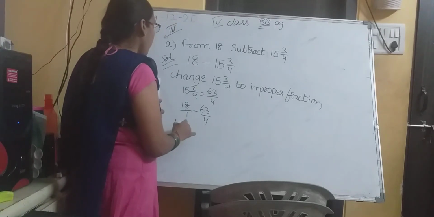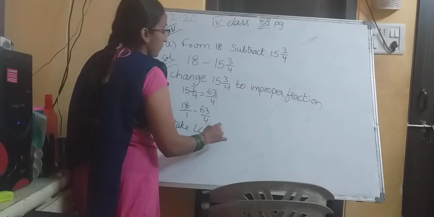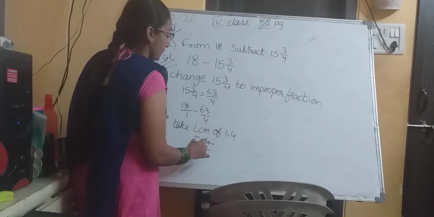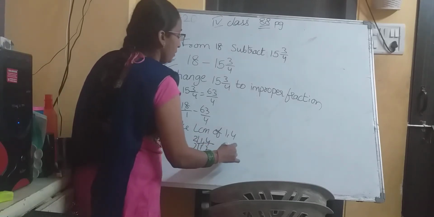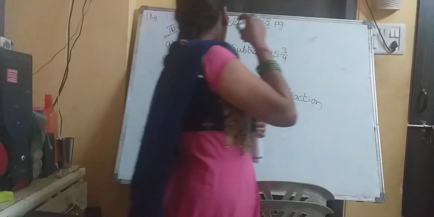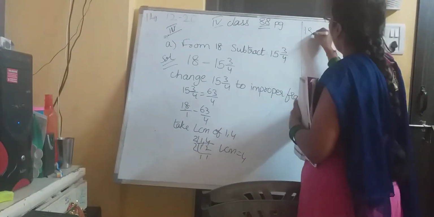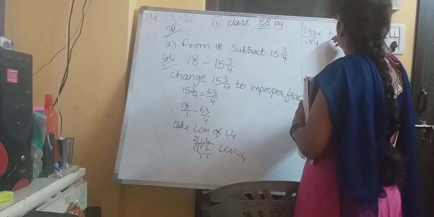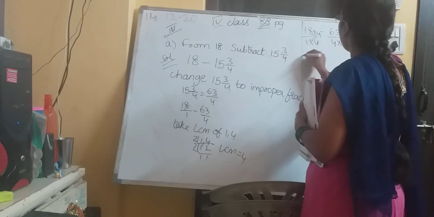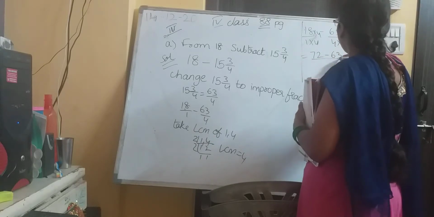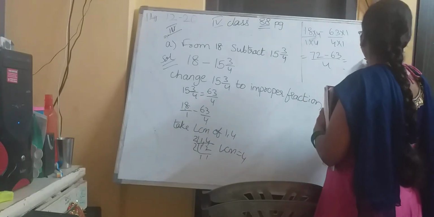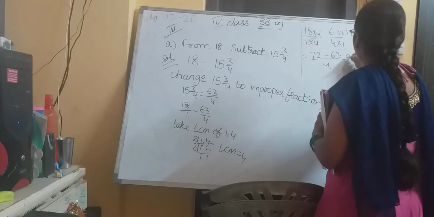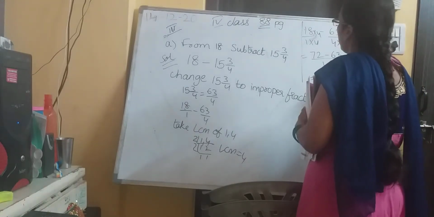Now take LCM of 1 and 4. LCM is equal to 4. Now what will you get? 1 into 4, 18 into 4, 4 into 1 into 1. That is 72 minus 63 by 4. That is 72 minus 63, 12 minus 3, 9. That is equal to 9 by 4. Write it. 9 by 4 is your answer.